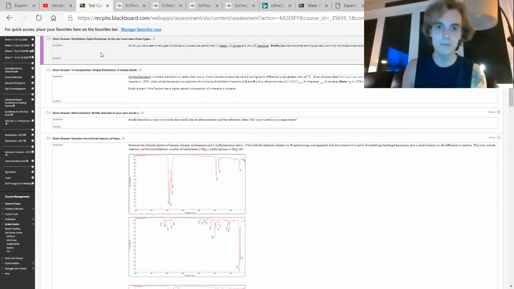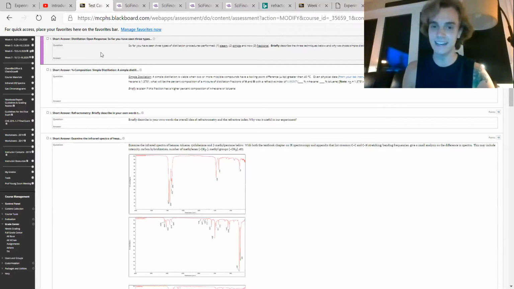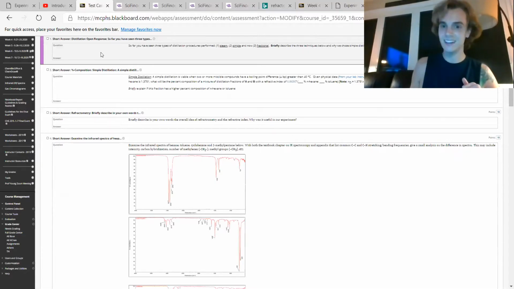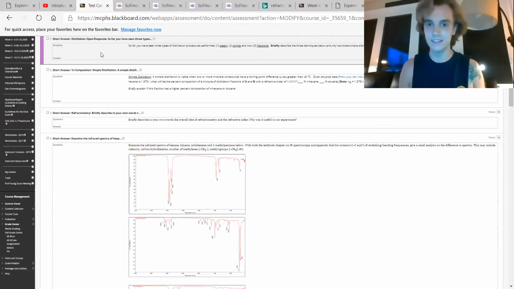Then we have something more like fractional distillation, where we use the spiral column to fractionally separate different solvents with boiling point temperatures that differ by less than 40 degrees Celsius.